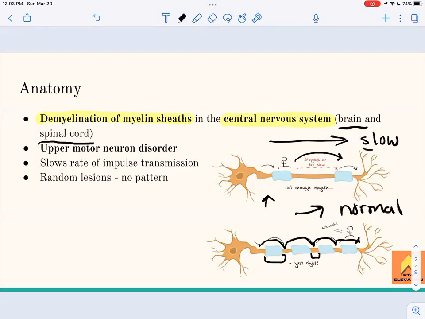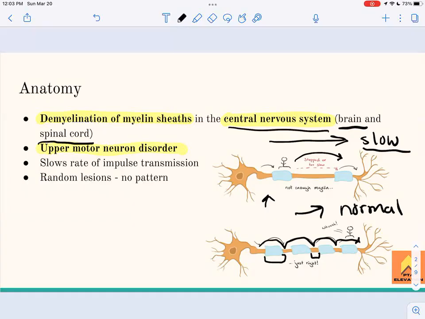As we see a slowing, we're going to see lots of problems with the ability for the person to control their muscles, for the person to be able to complete their activities of daily living, transfers, and all that stuff. That's going to start being problematic. Now, noting that this is an upper motor neuron disorder due to the fact that it's affecting the central nervous system, because it's coming from the higher ups. So we're going to see problems with that. We'll see spasticity a lot of times, especially with our patients.